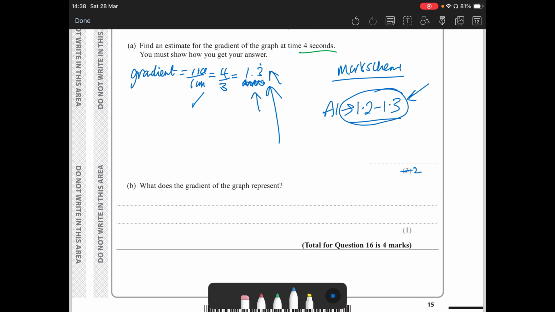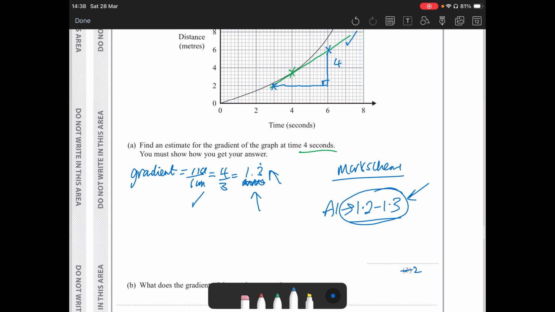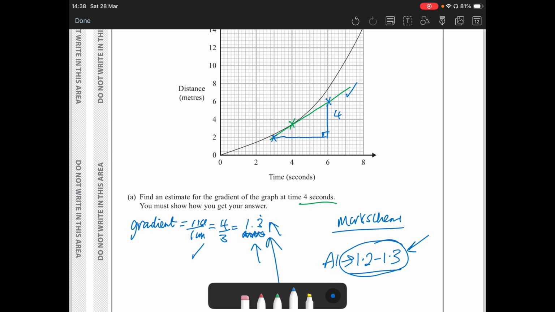What does a gradient represent, right? Well, think about what you've just found. You found the change in distance over the change in time. Change in distance over time. Distance over time. Where is that familiar? No, hang on a minute.